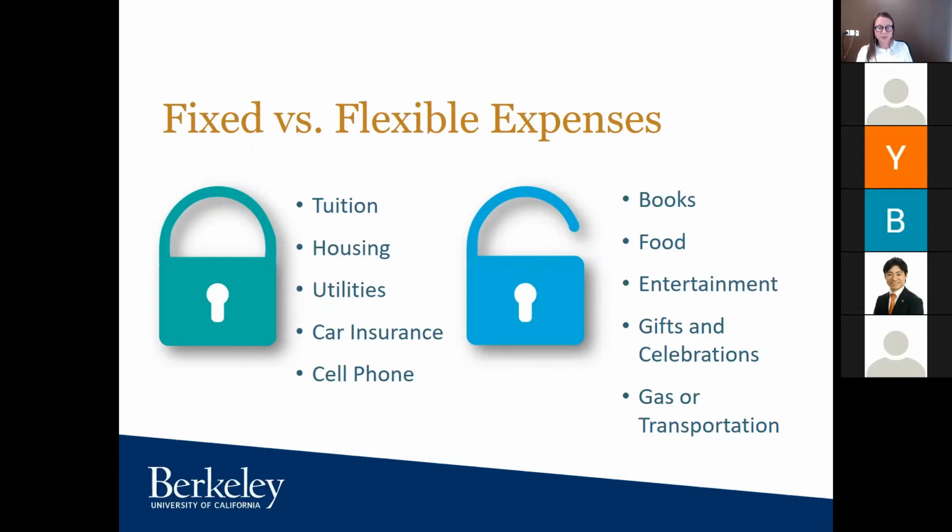So those are all your fixed monthly expenses or annual. And then the more flexible expenses, again, are like your books, food, entertainment, gifts and celebrations, gas or transportation. So those things are going to be variable depending on each month and what you need and what you want.